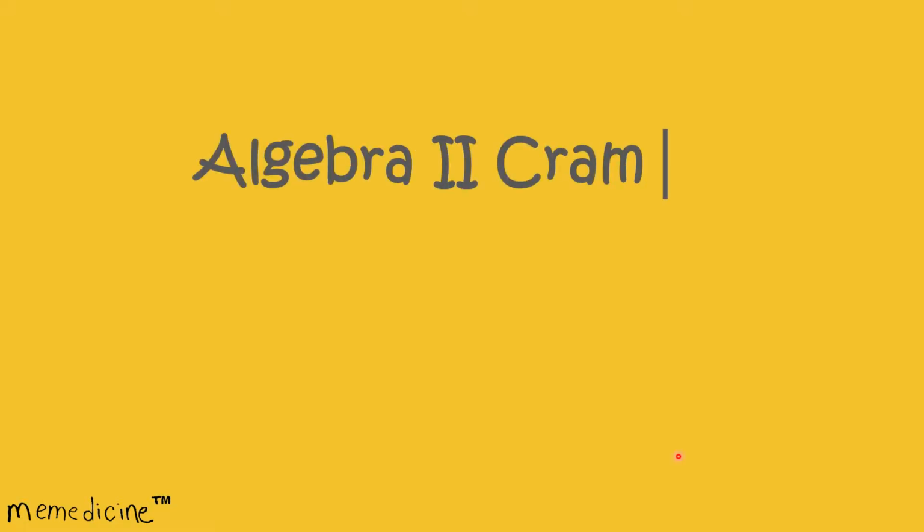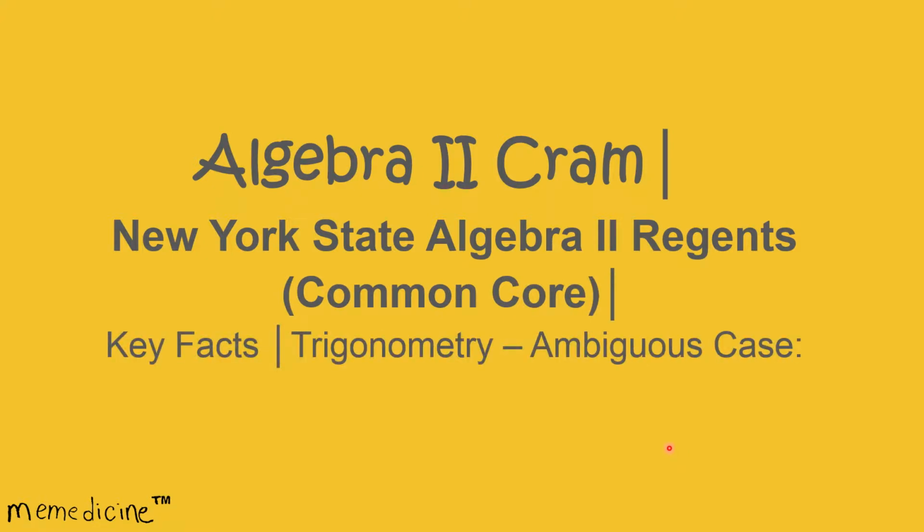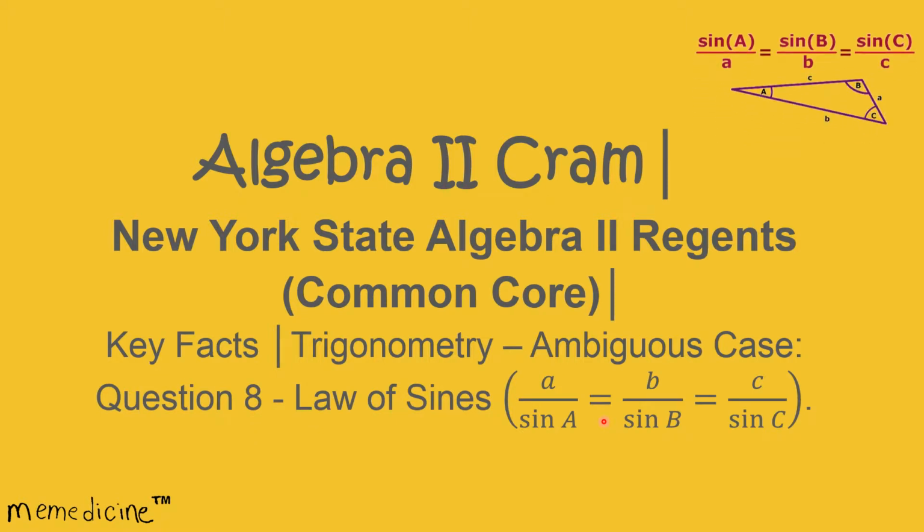Algebra II Cram, New York State Algebra II Regents, Common Core, Key Facts, Trigonometry, Ambiguous Case. Question 8, the law of sines: a over the sine of A is equivalent to b over the sine of B is equivalent to c over the sine of C.